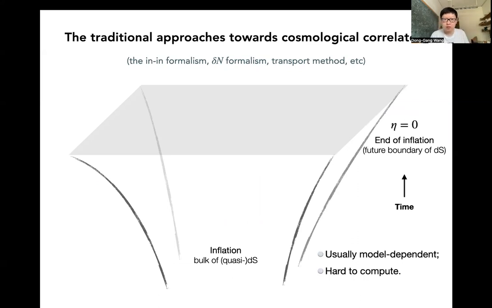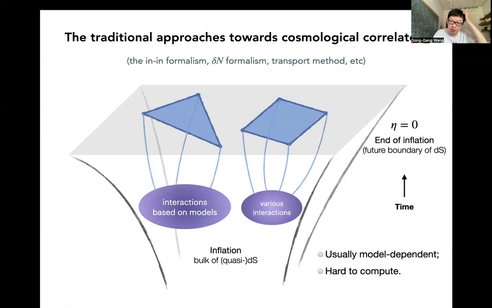Let me begin with the traditional approach where we compute the cosmological correlation functions. And this could be the in-in formalism, delta N formalism, or the transport method. So the basic idea here is that, basically this is the space-time diagram for cosmic inflation. And the duration of inflation can be seen as a bulk of the quasi-de Sitter space-time. Then the end of inflation corresponds to the future boundary of the de Sitter space-time when the conformal time eta goes to zero. And the traditional approach is to track the time evolution of specific interactions based on models.